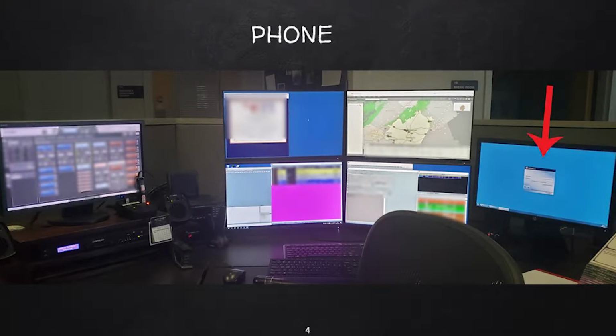This here is the phone system that I forgot to log in for this picture. And that phone system handles the 911 lines, which are priority, and then it handles the non-emergency lines, which I will sometimes refer to as the admin lines. It's the same thing.